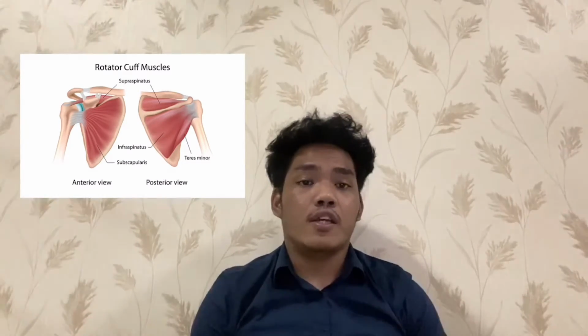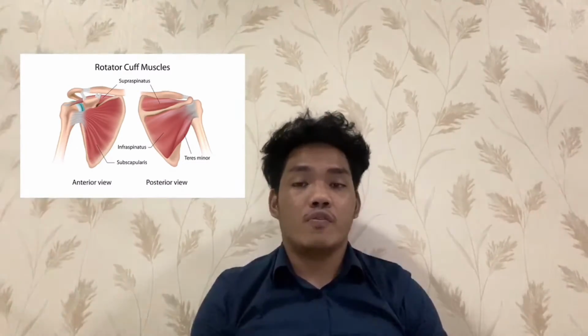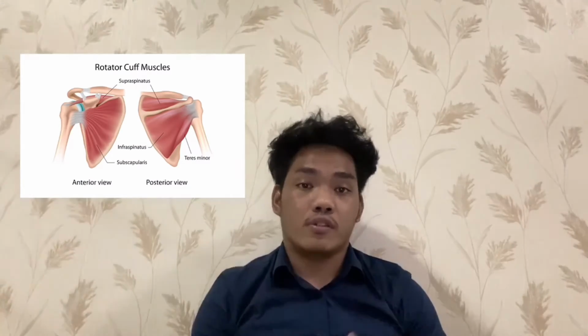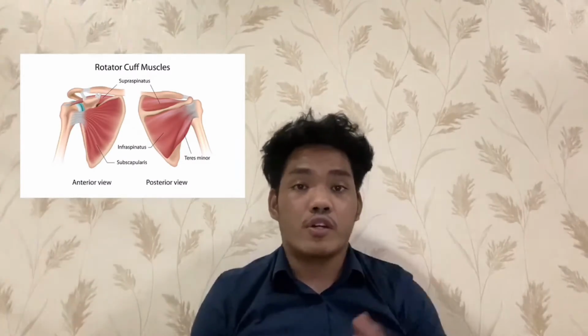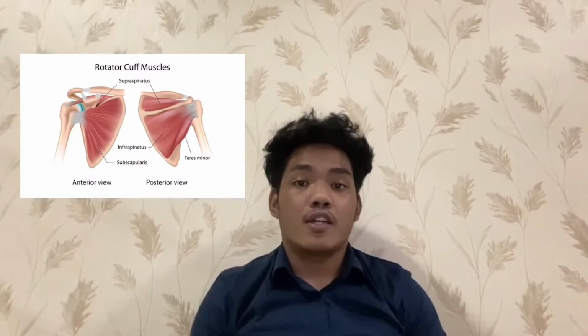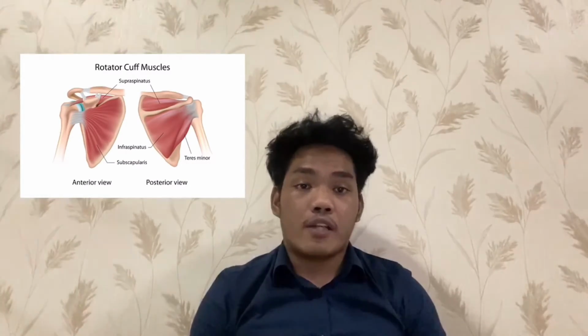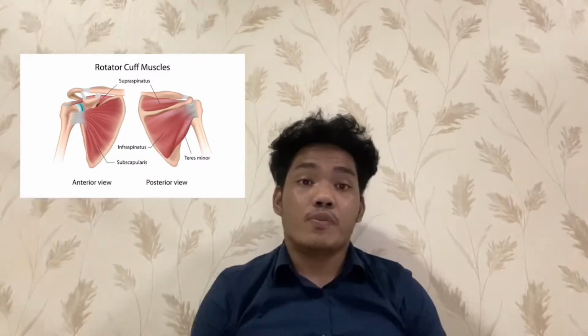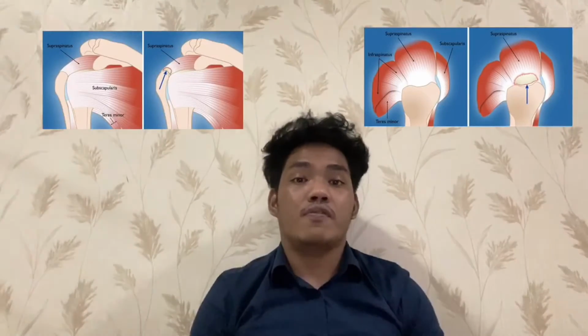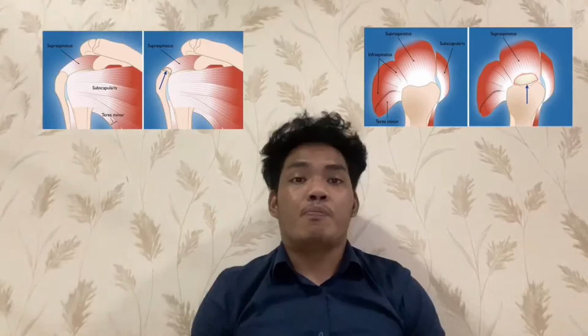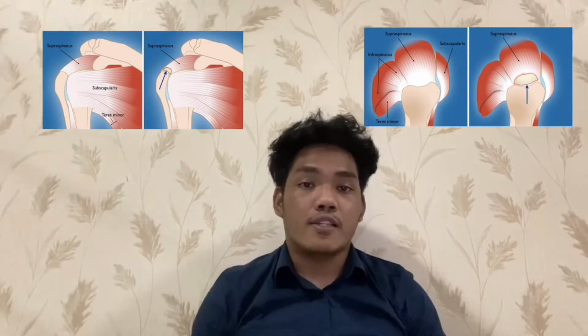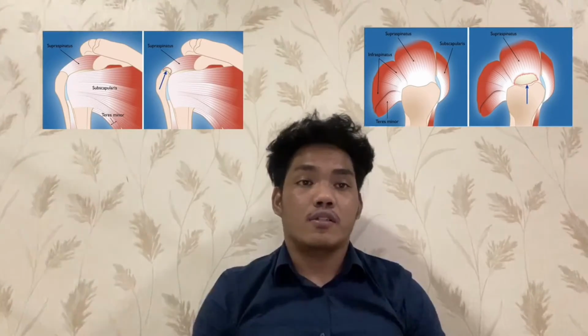Rotator cuff injury happens when one or more of the rotator cuff tendons is torn. Most tears occur in the supraspinatus tendon, but other parts of the rotator cuff may also be involved. There are 2 levels of rotator cuff tear. First is partial tear, and second is full thickness tear.